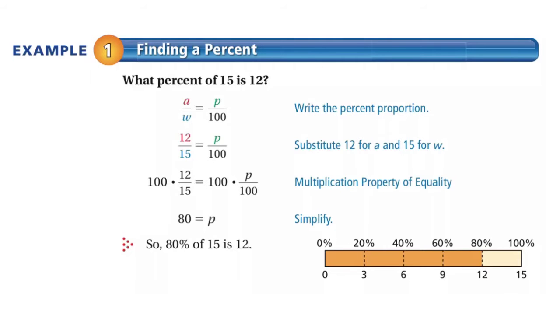In example 1 here, we're finding the percent. It says, what percent of 15 is 12? So what percent? That means we're looking for the percent. So we'll put the P over 100. We put the variable in the place that we're trying to find. Of 15 lets us know that 15 is the whole amount, and the other number is 12. So that goes over the whole, which is the part. So 12 over 15 equals P over 100. Then we solve this proportion with cross products, and we find that P equals 80. So 80% of 15 is 12.